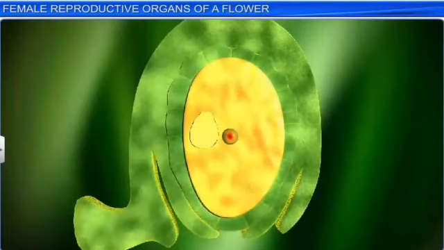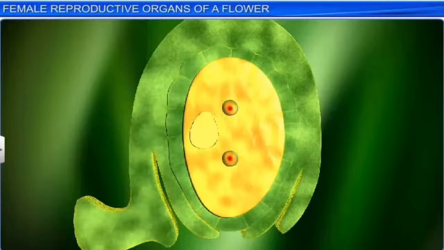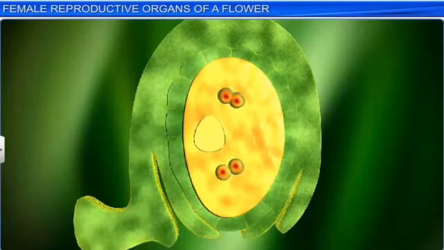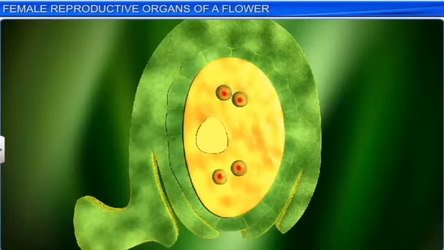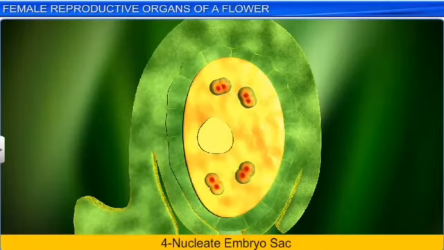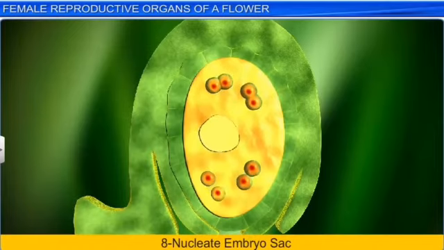which further undergo one more mitosis and produce 4 nucleate structures that will further undergo mitosis to produce 8 nucleate structures, and that is the 8 nucleate stage of the embryo sac. Here we can observe the division of one functional nucleus into two, later on into four, and the four will be getting further divided into the 8 nucleate stage of the embryo sac.